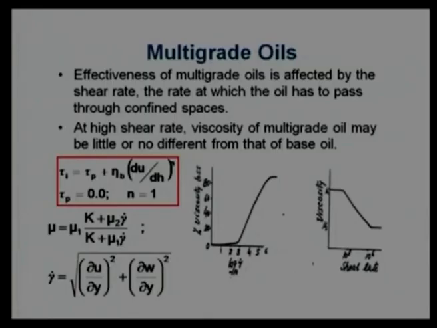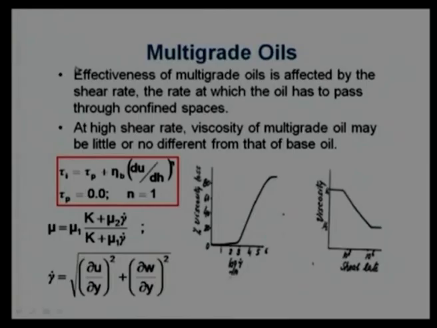It depends whether this parameter is very high or low. If I assume the shear stability parameter is 0, that means this multigrade oil is working with a viscosity equivalent to mu 2. Now, if the K value is very high, then this multigrade oil will remain for a longer duration for much higher shear rate. So, in other words, for this shear stability parameter, the higher the value, the better will be the results.